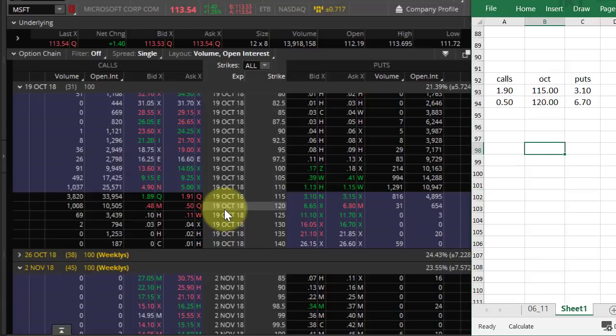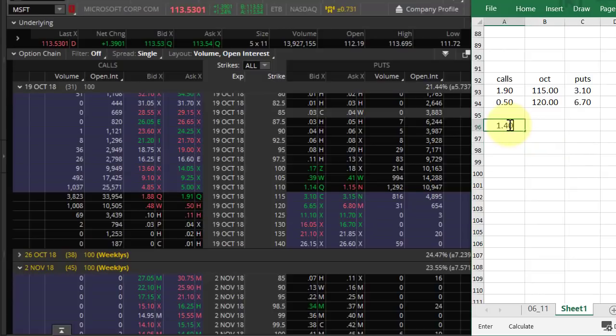Now we go to the put side. The 115s, let's say they're trading $3.10. The 120s are trading $6.70. Okay, so here's a vertical spread. Right now, Microsoft's trading at $113.52. If you wanted to buy this spread, you would buy the 115s and sell the 120s. Buying at $1.90 and selling for 50 cents, that's going to be a debit of $1.90 minus 50 cents, or $1.40.